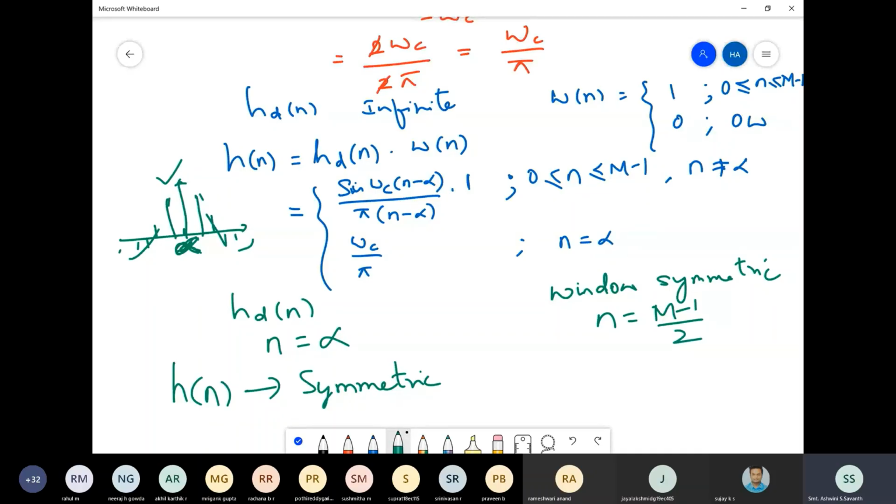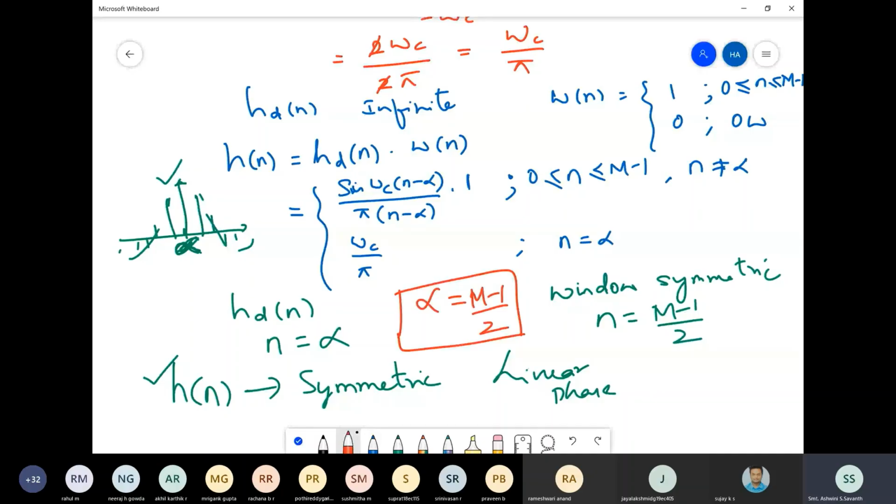Why should it be symmetric? So that a linear phase response is obtained. So we have to make sure that h of n is symmetric. So how do you do that? Obviously, if you take the value of alpha to be m minus 1 by 2, if you set this value of alpha, then automatically h of n becomes a symmetric function.